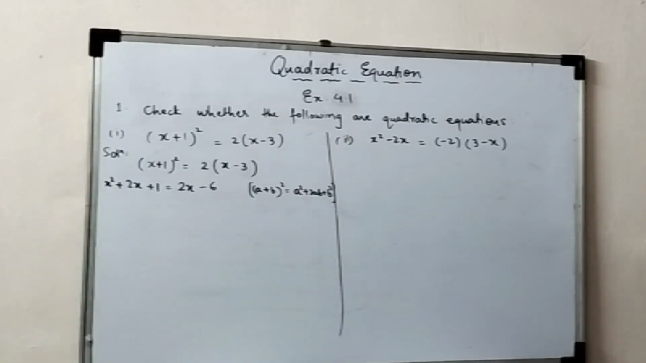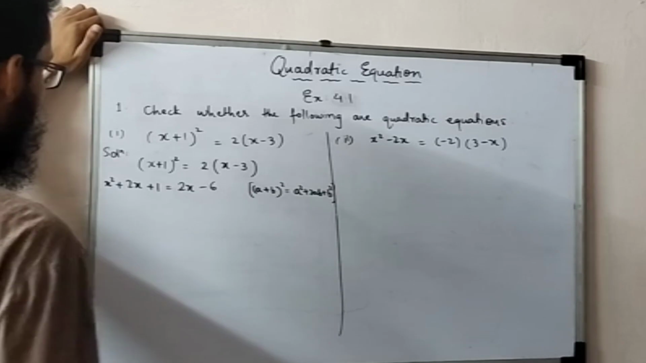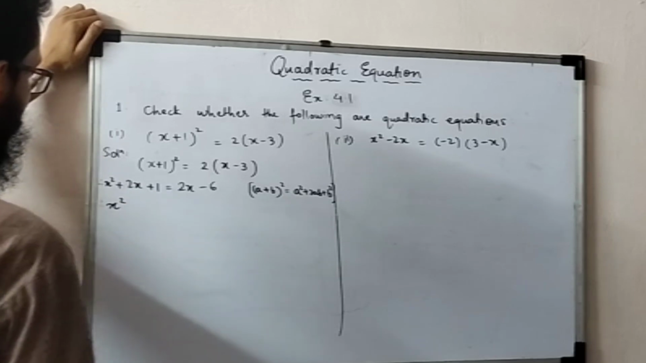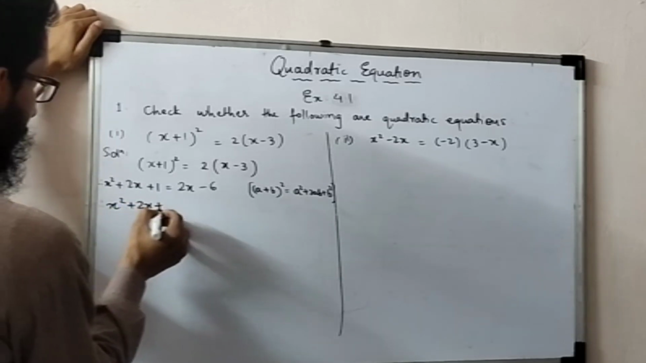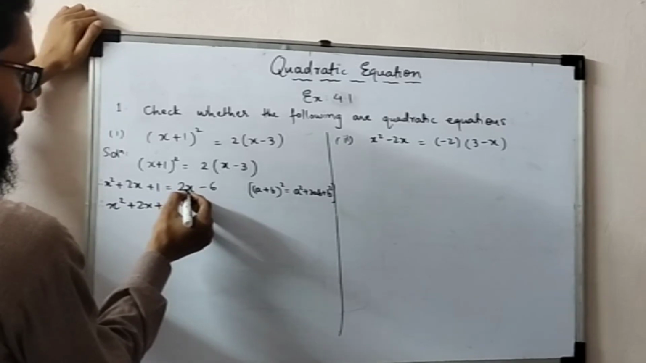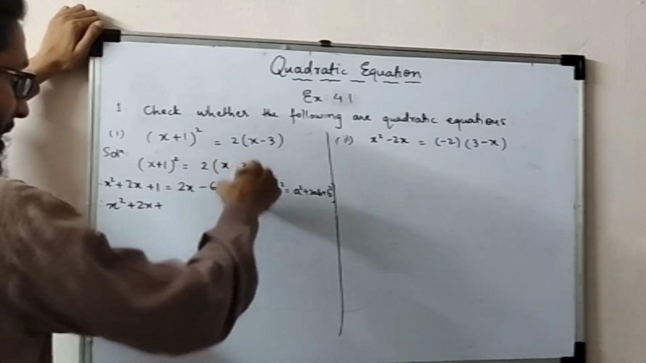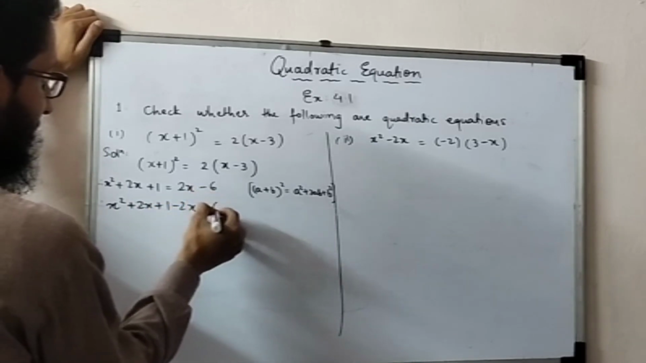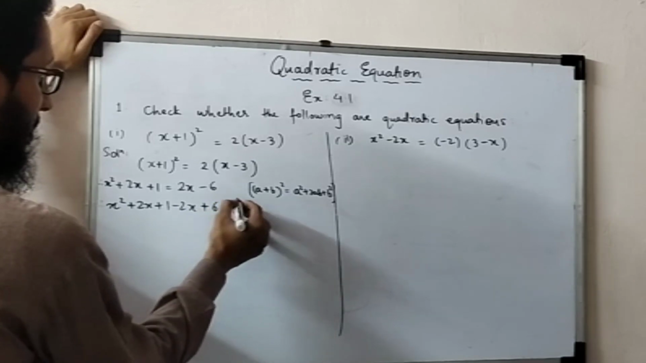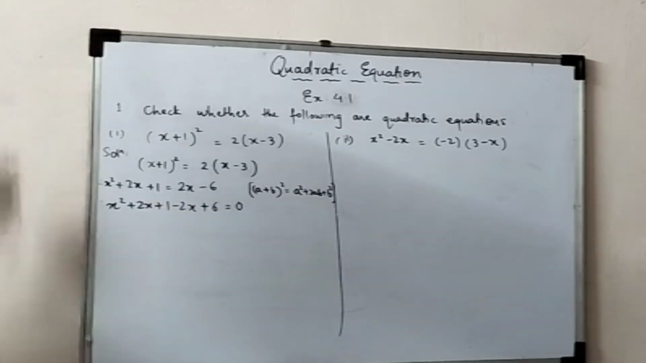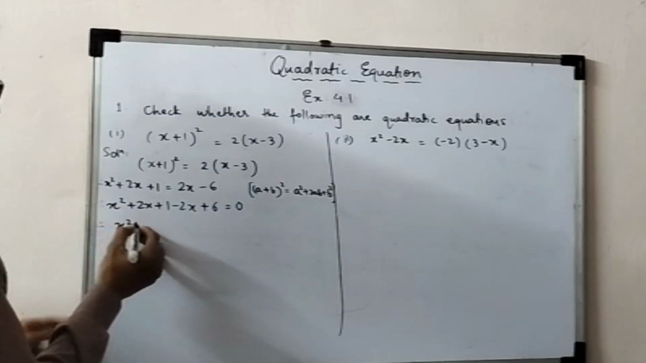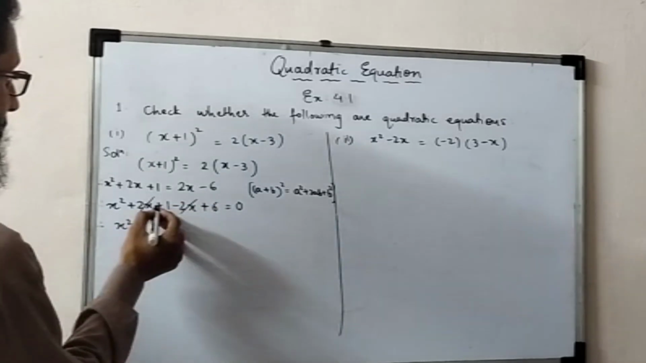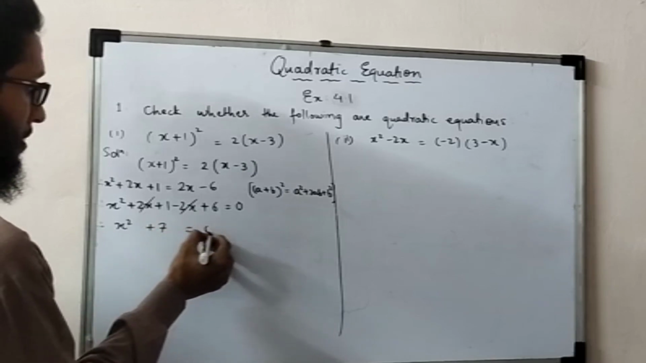Now we have to rearrange, we have to shift the like variables. So x square plus 2x plus 1, and this 2x which is on the right side, when we take it to the left side, it will become minus 2x and this minus 6 will become plus 6, and on the right hand side 0 will be left. Now x square, this 2x and this minus 2x cancel, and 1 plus 6 is plus 7, is equal to 0.